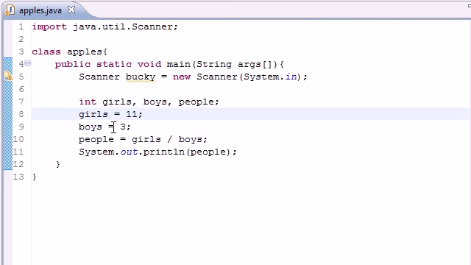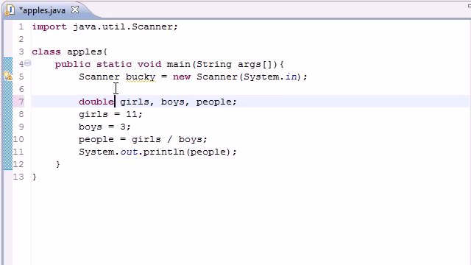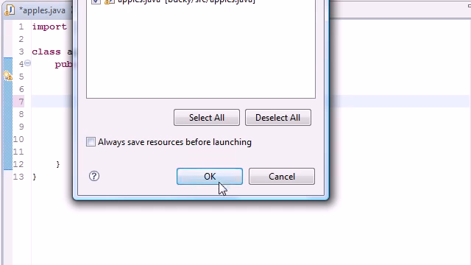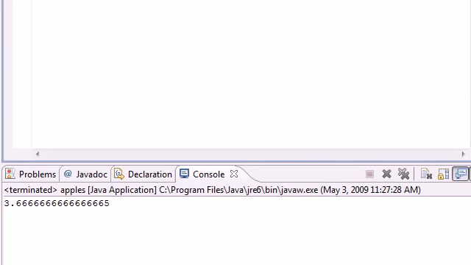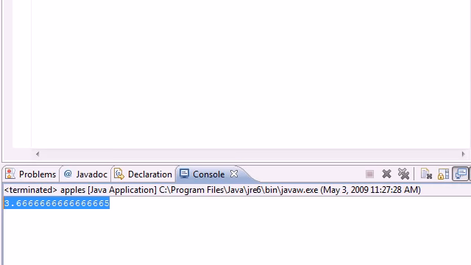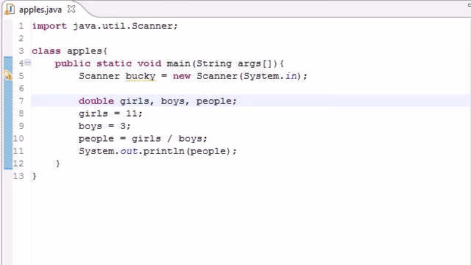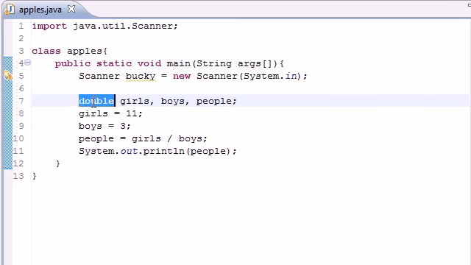Well, Java said, alright, you want to work with ints? Well, ints are whole numbers, so whenever you ask the question in ints, I'm going to give you an int. So if you want to get this number exact, you need to use double. So go ahead and press OK, and there's your answer, 3.66. So that's the difference between int and double. Int gives you whole numbers, and double gives you a fraction of a number, or numbers with decimal points.